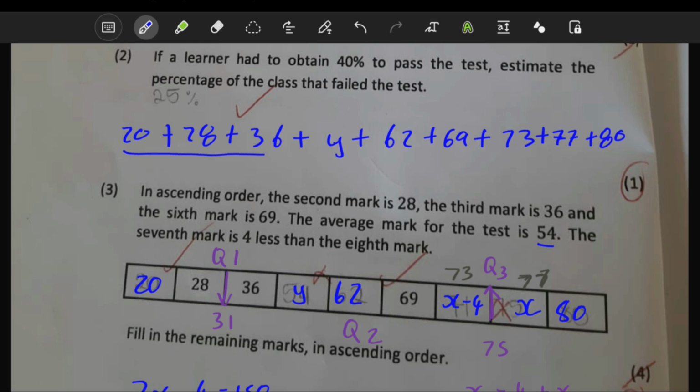Plus the 80 here. This is just divided by how many numbers? 1, 2, 3, 4, 5, 6, 7, 8, 9. Yeah, 9, not 8. You know that if you get the average here, it's just 54. So you have to get a value for y. So simplifying, what you're going to get.